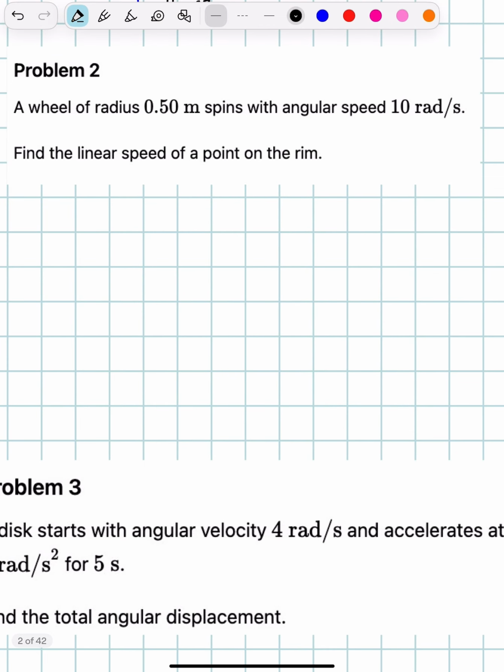A wheel of radius 0.5 meters spins with angular speed of 10 radians per second. Find the linear speed of a point on the rim. Okay, so what we're going to have to do is use the rotational link. So we know that v is equal to the angular velocity times r, right? We have a radius here, and it spins at 10 radians per second, and what we want is a linear speed.